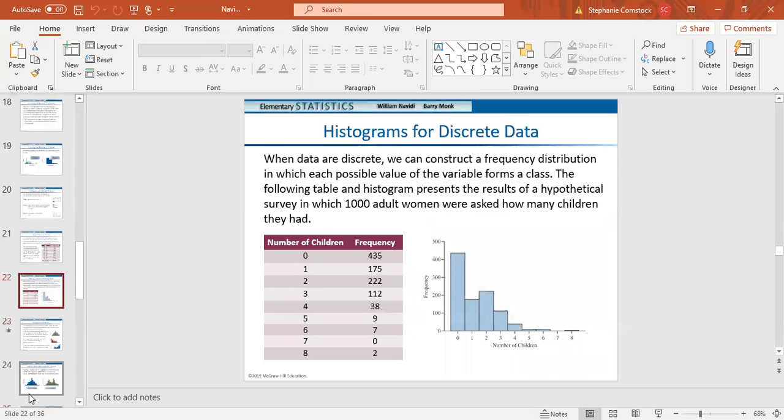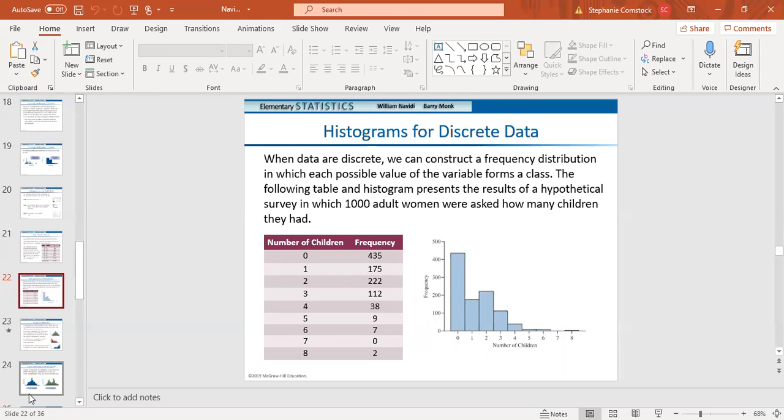So the next thing is, sometimes we do histograms for what's called discrete data, which is that whole value type stuff, and so we don't actually have classes. For this one, we're talking about the number of children. Obviously, this is still going to be a histogram because you can't have 1.5 children. It's either 1 or it's 2.